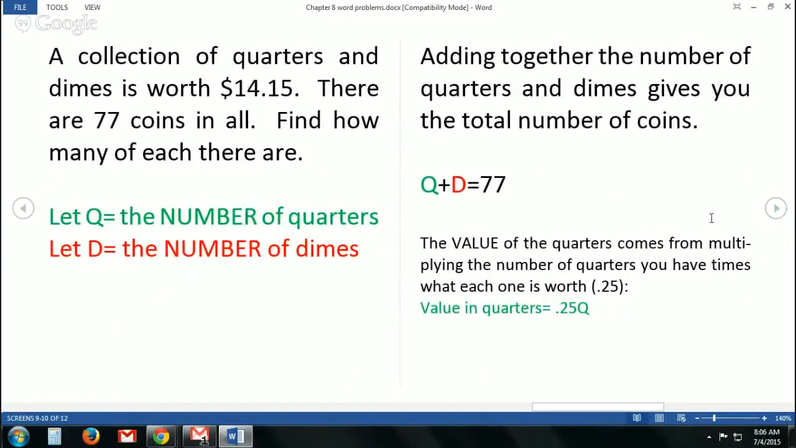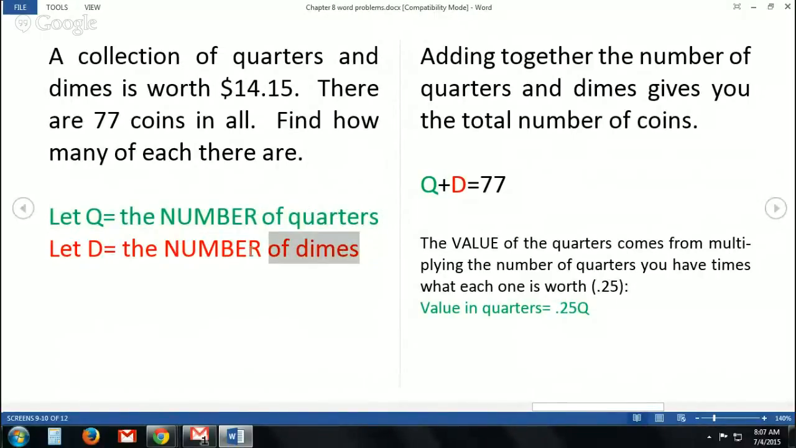Here we've got a collection of quarters and dimes. The total value of our collection is $14.15. And we know that we've got 77 coins altogether. We want to find out how many of each coin we have. Let's start by establishing a variable that makes sense to us. Let's let Q be the number of quarters.